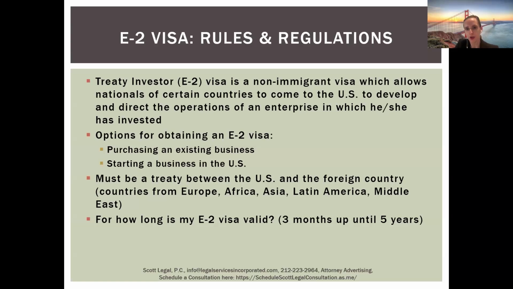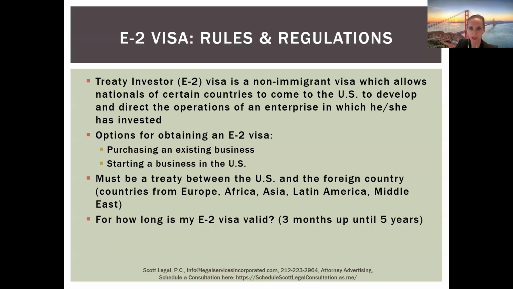So to qualify for an E-2, there must be a treaty between your country and the United States. Many countries all over the world have this treaty with the US. Many countries from Europe, Africa, Asia, Latin America, and the Middle East do have these treaties. Some countries are, for example, Canada, Mexico, UK, Germany, Italy, France, and Japan, and many, many others. You would just want to double check if your country has this treaty.